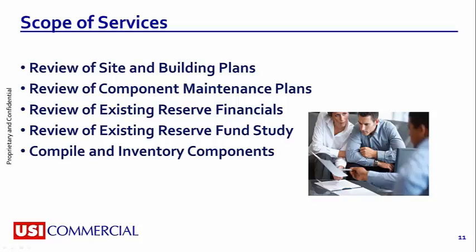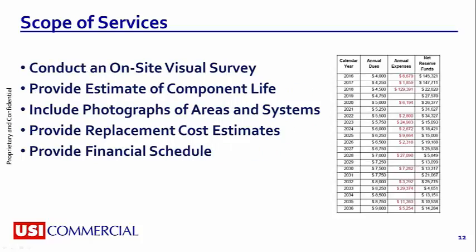We review your financials of the community and compile an inventory of all common components and elements that are going to be considered capital reserve items. Conducting an on-site visual survey of common components and elements, we provide an estimate of the remaining useful life of common components and elements. We include photographs of various areas and systems on the property, provide replacement cost estimates, and provide financial scheduling during the course of the study.